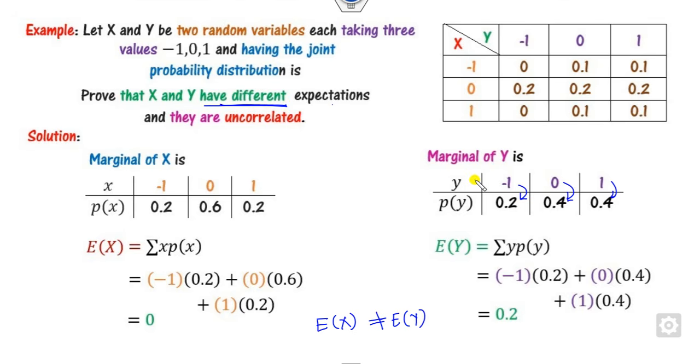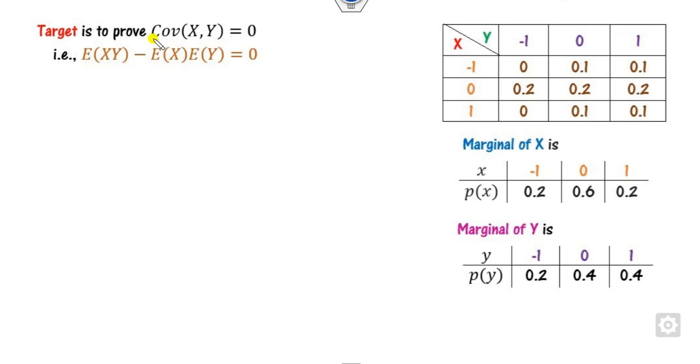Second part is how you can prove that they are uncorrelated. So that means your target is to prove the covariance is 0. So now what is that? This we already computed. This value is already 0. This value we computed, that's my 0.2. So the only thing is we need to find the expected value of xy. How can you do that?